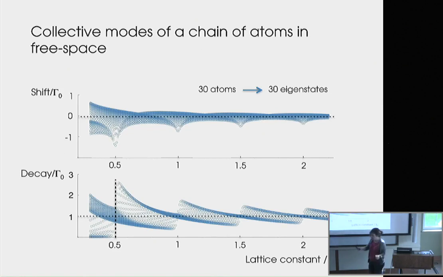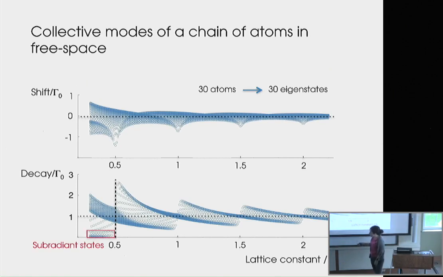Basically, this means that if the atoms are very far away from each other, they should not interact because the Green's function decays in free space. Therefore, the frequency shift should be 0, and this is what happens, it's 0. And the decay rate should be that of a single atom in free space, and this is again what happens. When you start packing your lattice and the atoms are closer together, they start interacting.